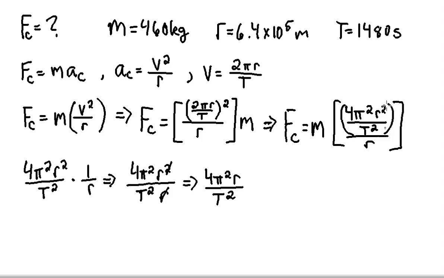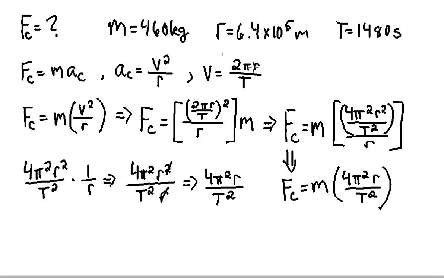That's this whole thing right here. So now I'm going to rewrite what the centripetal force is equal to. Mass times 4 pi squared times r divided by t squared. Now we have a formula that contains the mass, which we're given, the radius, which we're given, and the period, which we're given.